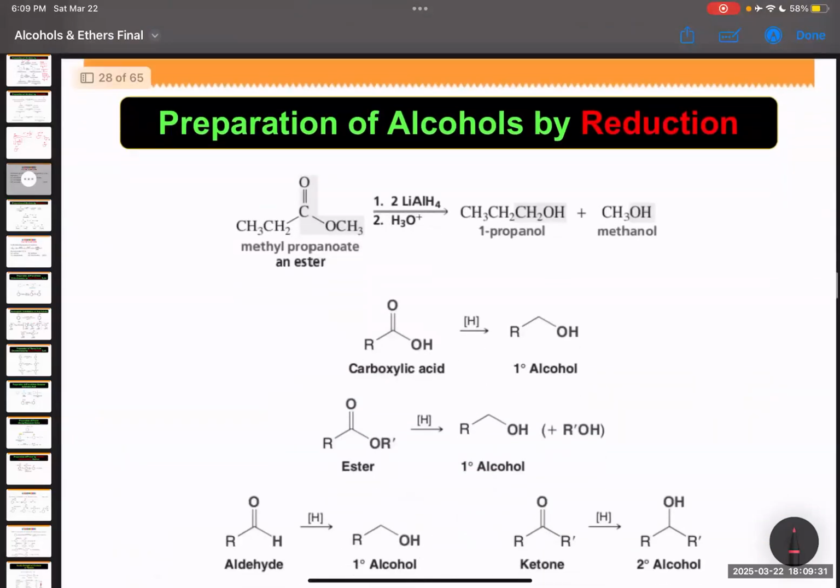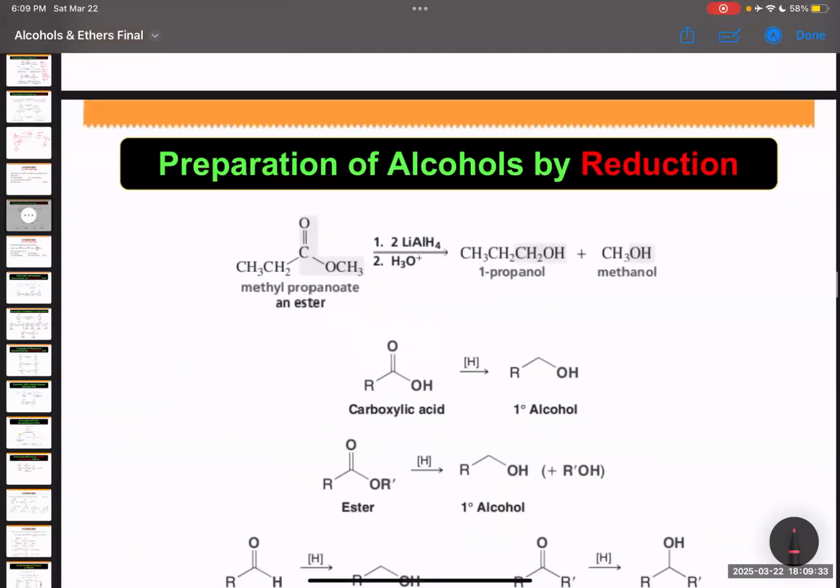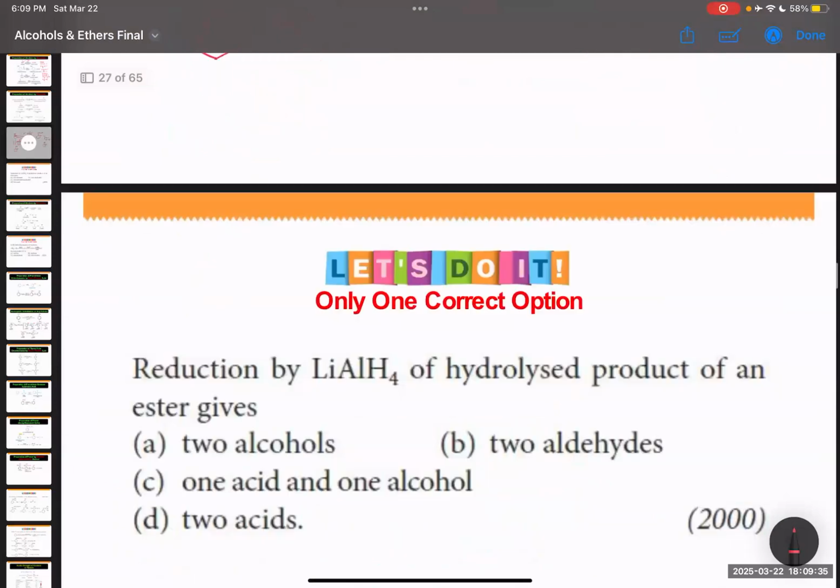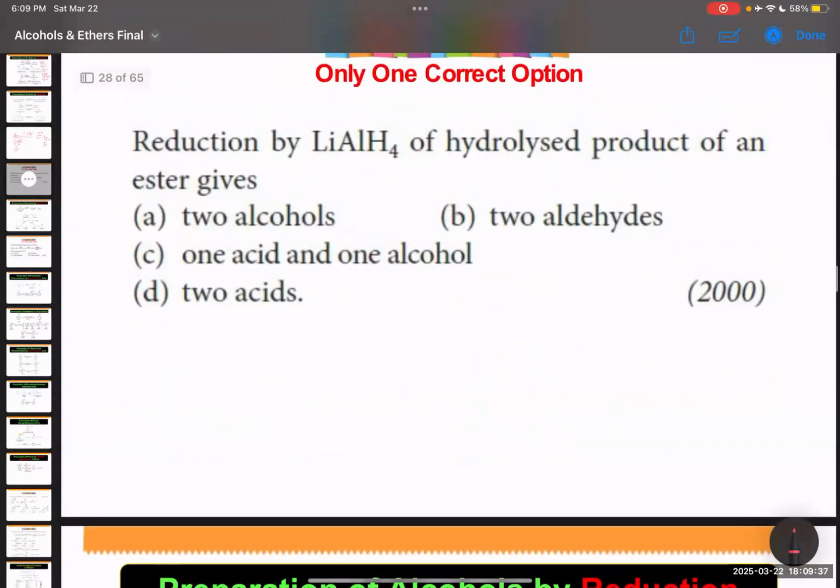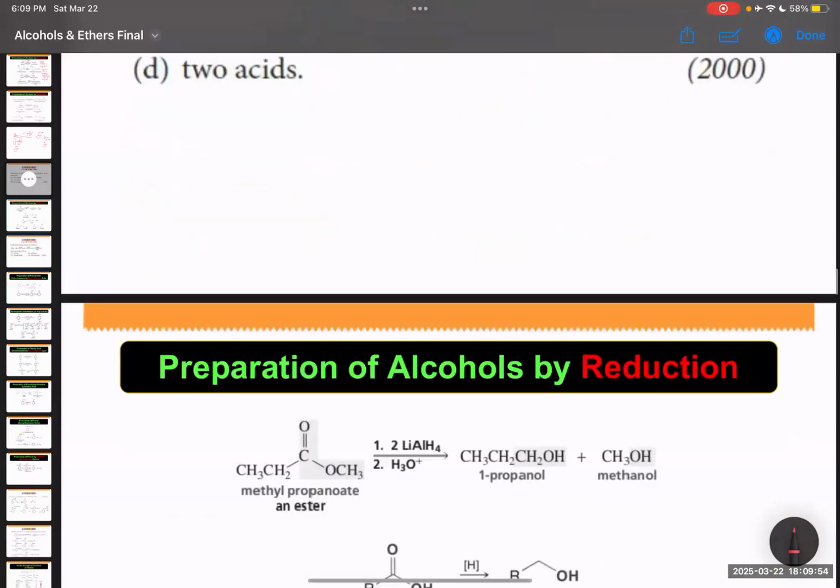And LAH being a strong reducing agent can reduce. So this is quite easy. Reduction by LiAlH4 of esters: esters have two parts, we know. So we are going to get two alcohols.